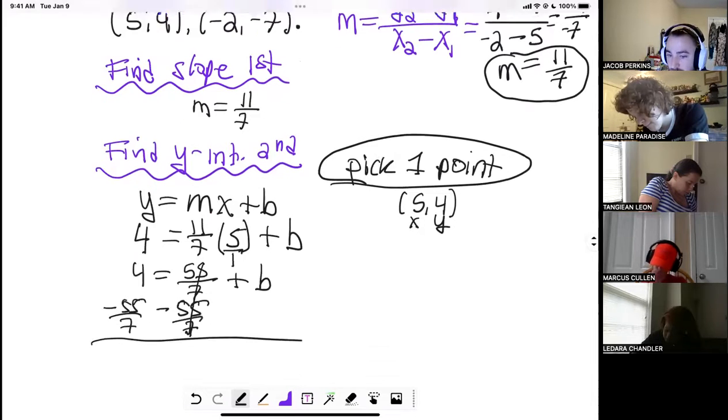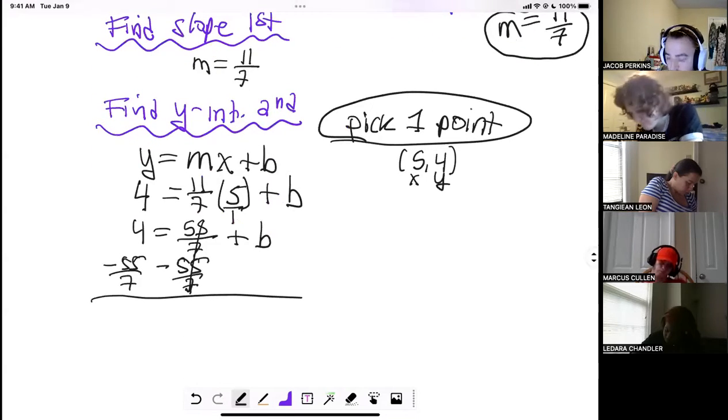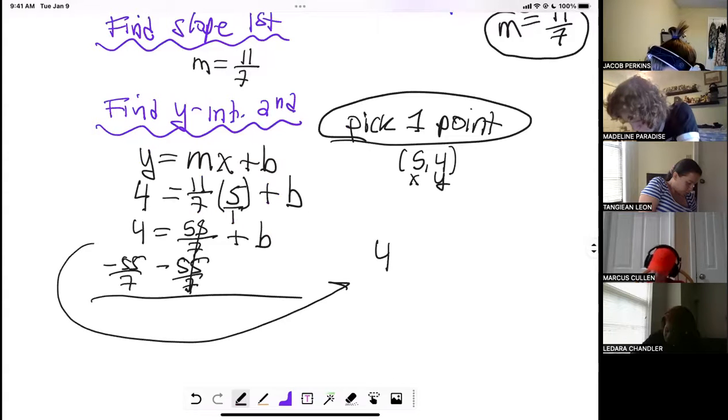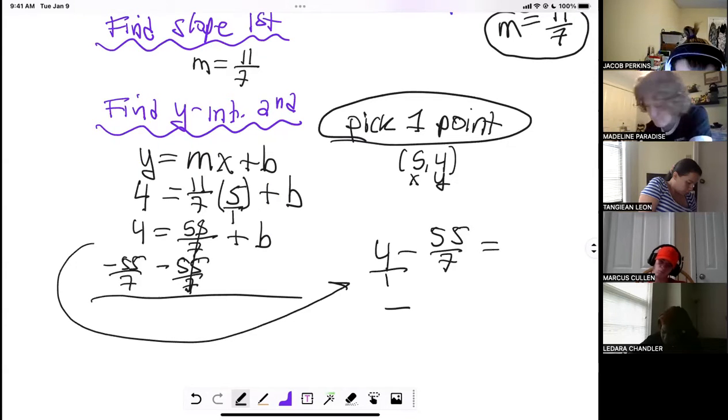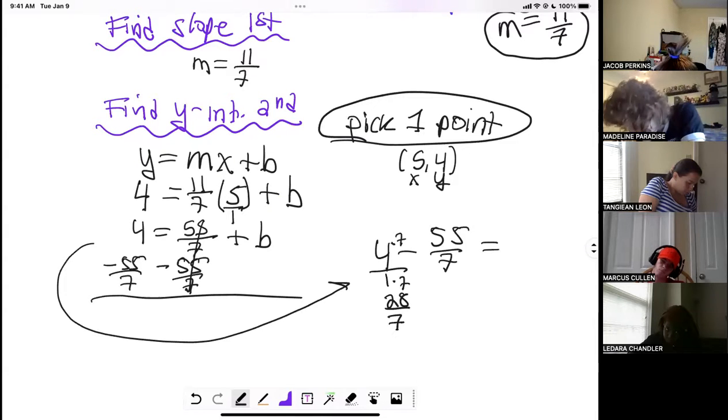That will cancel. Now, how do I simplify 4 minus 55 over 7? Well, it is a fraction that's over 1, so I have to get common denominators. So my common denominator would be 7. So I multiply this by 7, multiply this by 7, I get 28. This is already 7, so I'm just going to leave it there. And I'm going to subtract them.